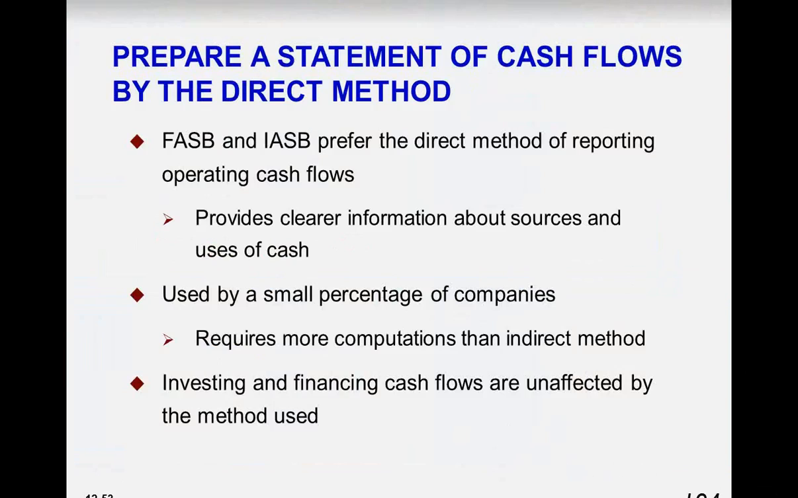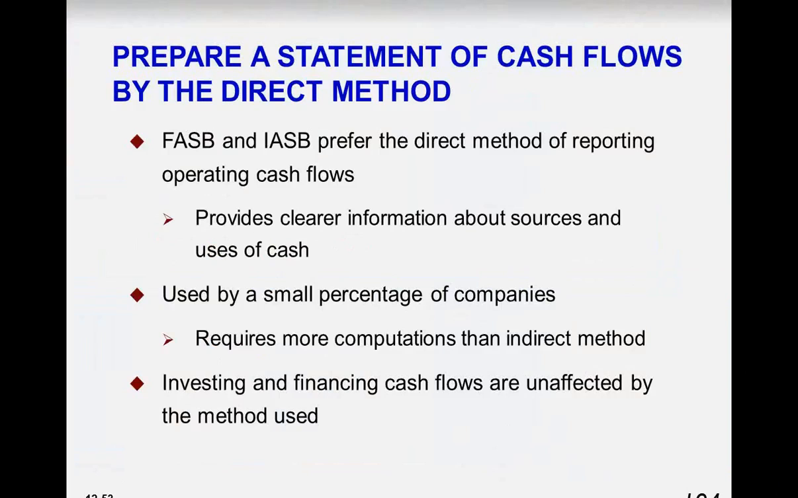But the thing that you need to remember is the type of questions that you'll see on tests about this is that FASB and the International Accounting Standards Board prefer the direct method of reporting. They think it provides clear information about sources and uses of cash. It's used by the smallest percentage of companies because it requires more computations than the indirect method. It doesn't matter which method you use. The statement of cash flows gives the same information. The numbers are the same. But they like to throw test questions about which method is preferred, which method is most used.